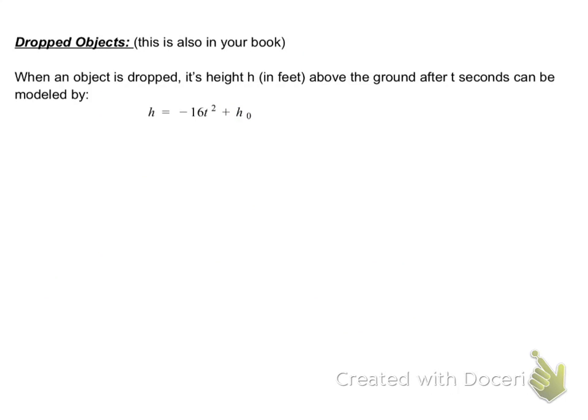And finally, of course, we have word problems. Dropped objects, and this formula is also in your book. When an object's dropped, its height above the ground after t seconds can be modeled by this equation. H is always going to be the final height. Where is the object ending up?